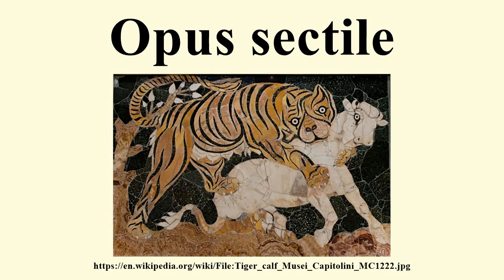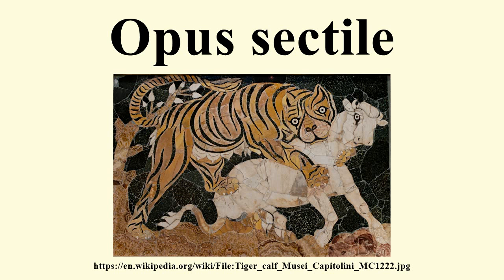Opus sectile is an art technique popularized in the ancient and medieval Roman world where materials were cut and inlaid into walls and floors to make a picture or pattern. Common materials were marble, mother of pearl, and glass. The materials were cut in thin pieces, polished, then trimmed further according to a chosen pattern.